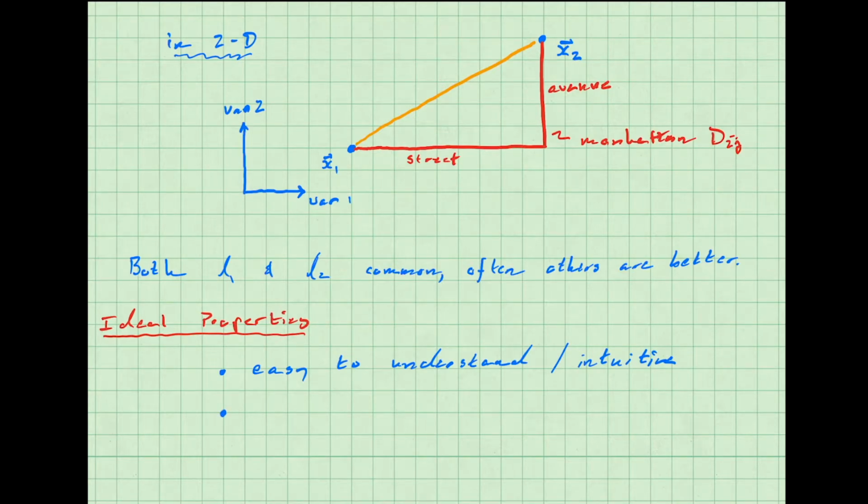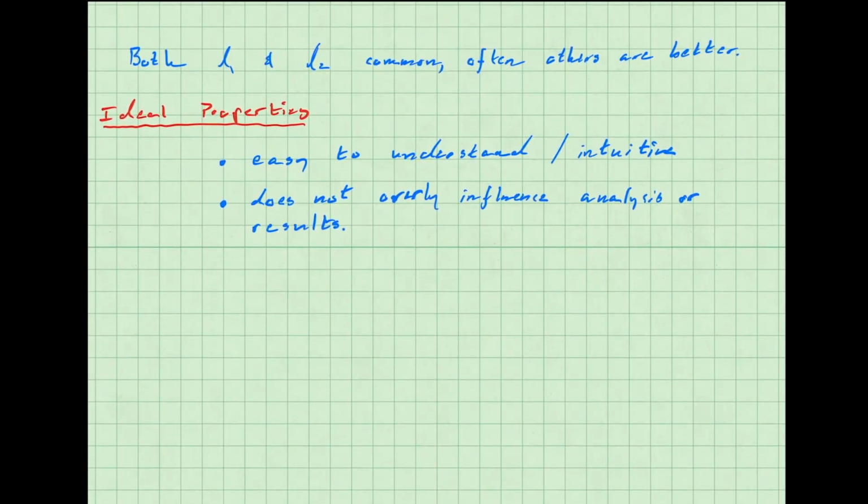And you also want the distance measure to not overly influence your analysis, or conclusions rather. Maybe that's a better way to say that. Okay, but those are just some vague, ideal properties, and here are a few named properties that are more specific for distance measures.